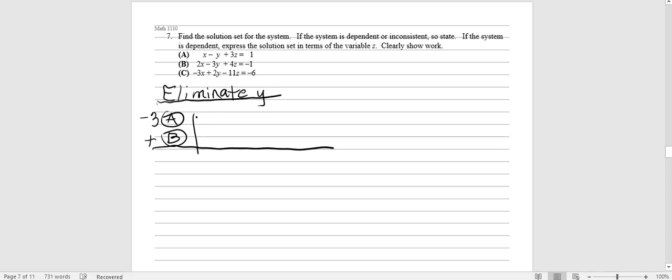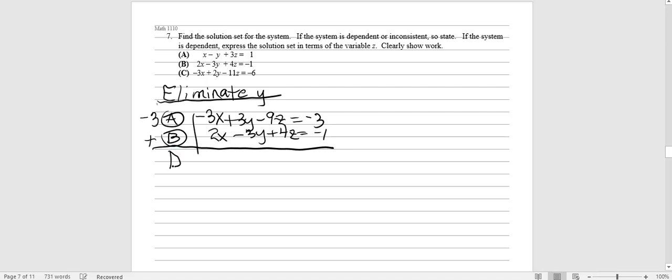So negative 3 times equation A is negative 3x plus 3y minus 9z equals negative 3. And you just want to check that you really properly multiplied every term by your non-zero multiplier, which in this case was negative 3. Then I'm just going to copy B. 2x minus 3y plus 4z equals negative 1. And check that you've copied correctly. It's so easy to make a mistake.